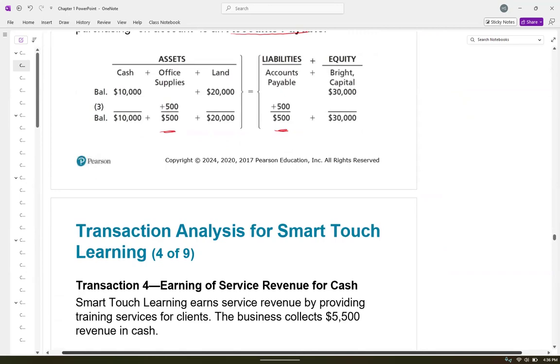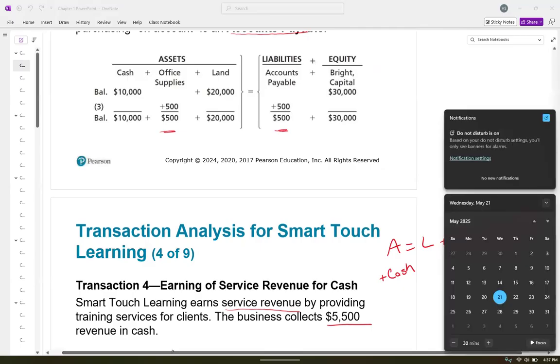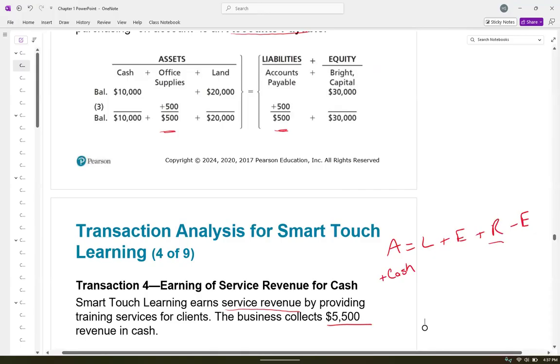We earn some service revenue for cash. Smart Touch Learning earns service revenue by providing training services to clients. The business collects $5,500 revenue in cash. So what's happening to cash? We know cash is going up because they got cash. Let's look at our accounting equation real quick because I don't want you to just see the answer. We increased cash. What is the other thing that is affected? It would be our revenue. We just earned some revenue here.